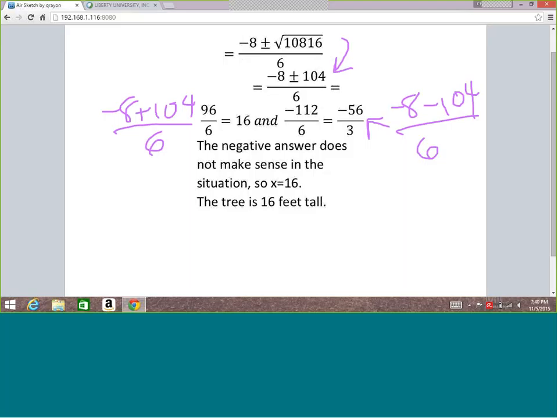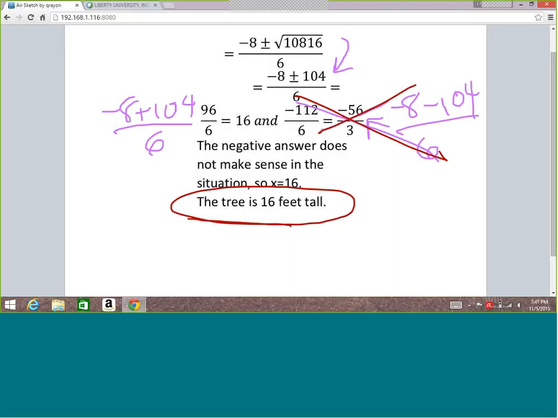Now, remember what we're doing here. X is the height of the tree, and when we find x, that's our answer for the height of the tree. So the negative answer does not make sense at all in this situation because X is the height of the tree. So all I have for my answer is 16, so the tree is 16 feet tall. Sounds reasonable. That's the other thing you need to think of, okay? The negative answer is not reasonable. To say a height of a tree is 16 feet is a reasonable amount.